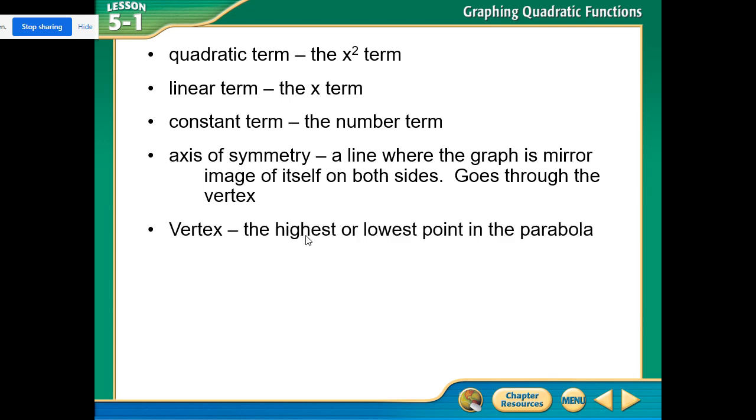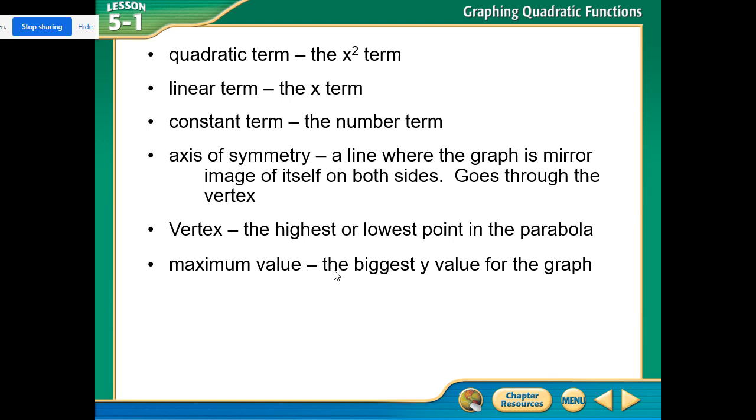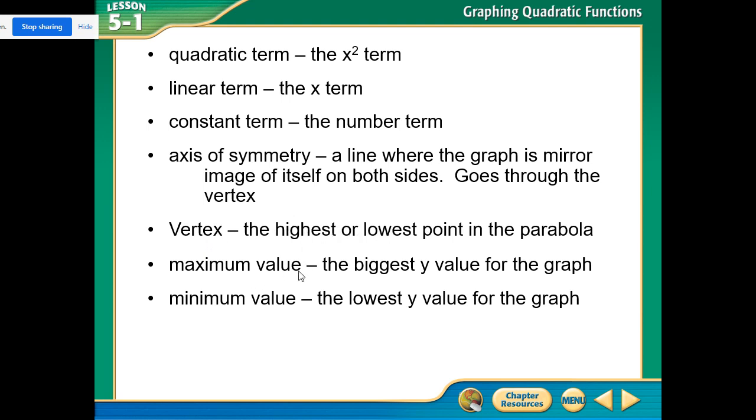The vertex is the highest or lowest point in the parabola. The maximum value is the biggest y value for the graph, and the minimum value is the lowest y value for the graph. Again, those are y values, not x values. The vertex is the ordered pair. That's either the highest or the lowest point, but the maximum value is just the y value, or the minimum value is just the y value. But the vertex is an ordered pair.